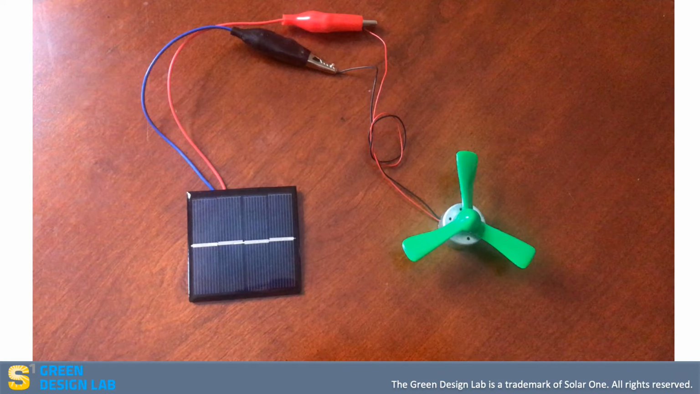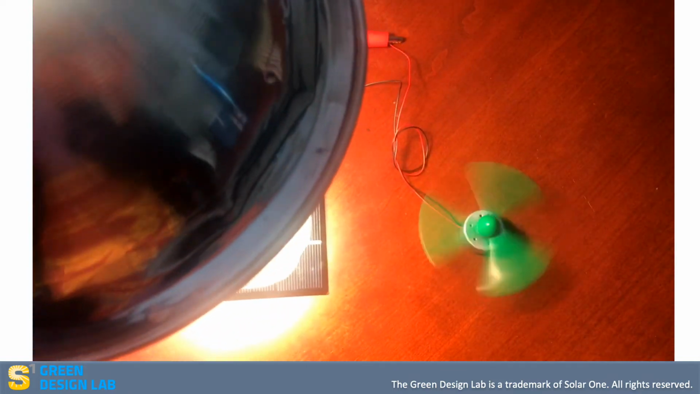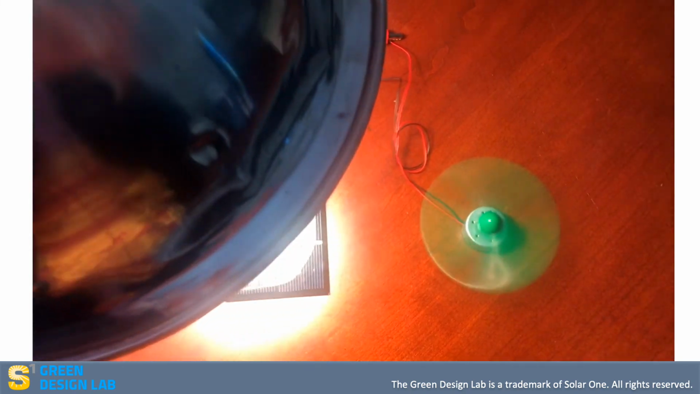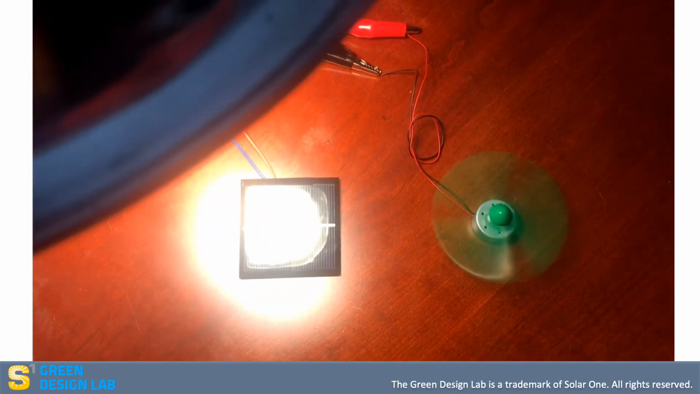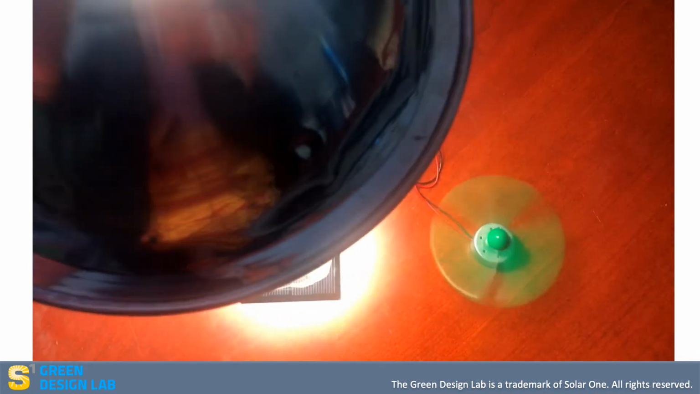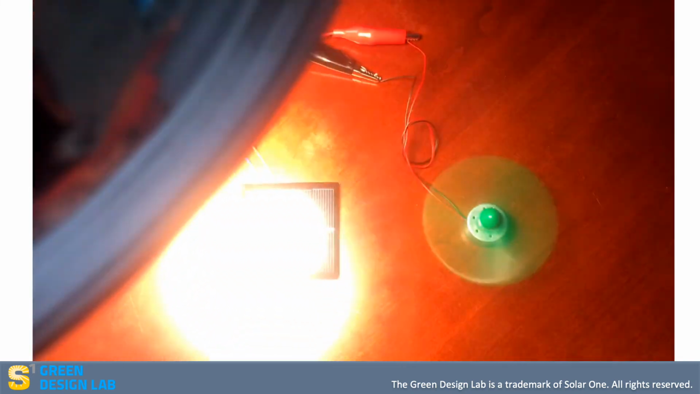Note that the closer we move the lamp to the solar panel, the faster the motor spins. When we move the lamp further away, the motor slows down. When we completely remove the lamp, we see that the motor stops. Without direct light, the solar panel cannot make enough electricity to power our motor.